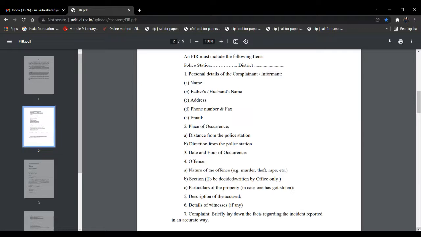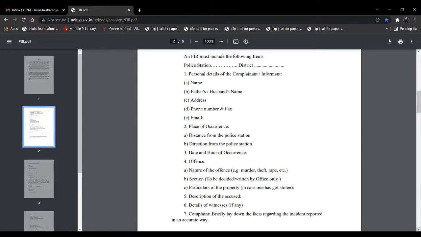Then you will write the personal details of the person who you are: your name, your father's or husband's name, address, phone number, email. These are your personal details so that the police can get back to you, and it's very important that you mention the correct details without making any mistake.